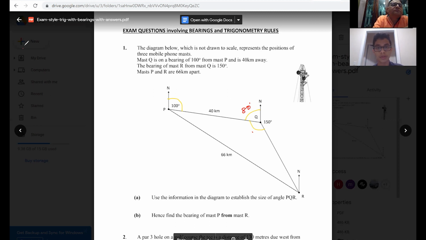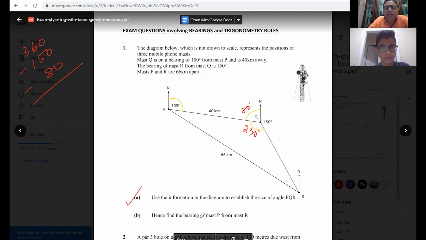360 minus 150 minus 80. How much do you get? 230. So 8 plus 3, 11 and 5, 16, 360. Yes, you are right. So 230. So we have done the first part.